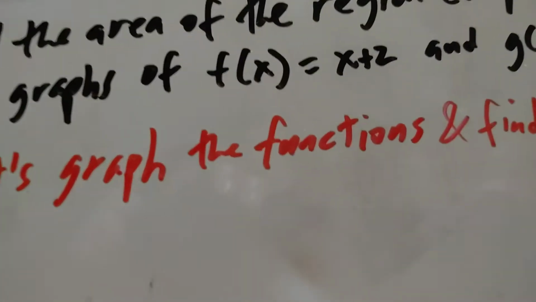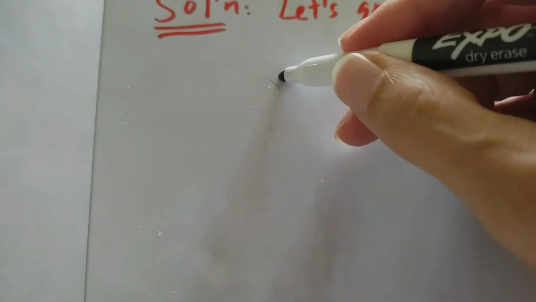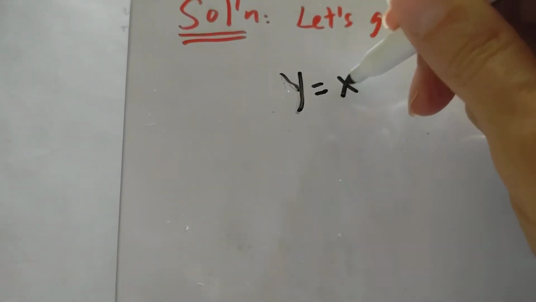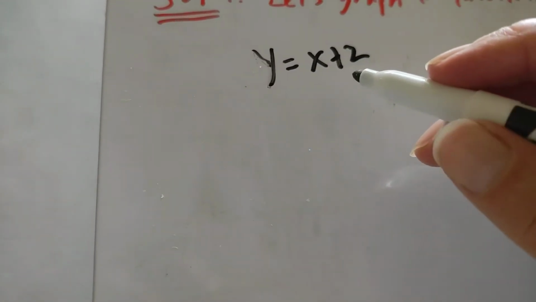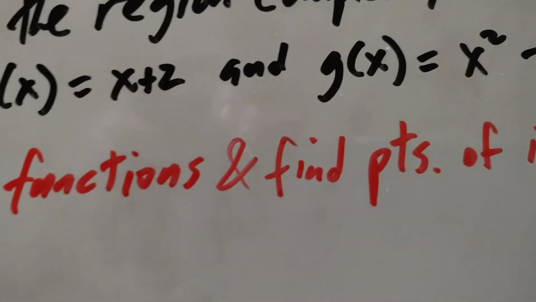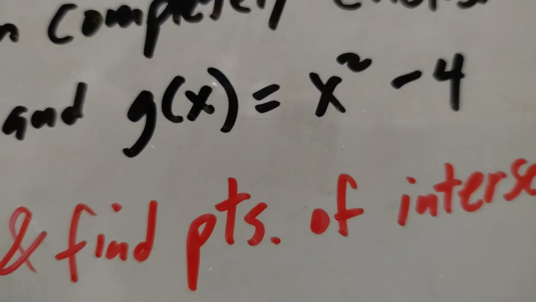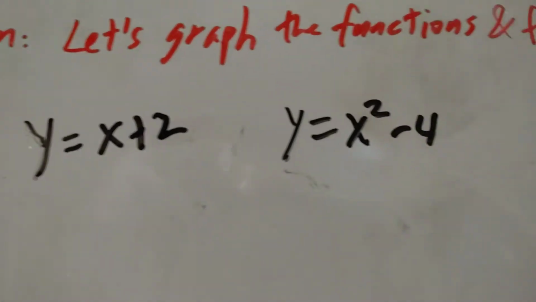Let's graph. First I'll graph f of x equals x plus 2. So f of x is the same thing as y. So I'm going to write y equals x plus 2. And that's just going to be a line. And then I also want to graph y equals x squared minus 4. G of x is the same thing as y, output. So y equals x squared minus 4.